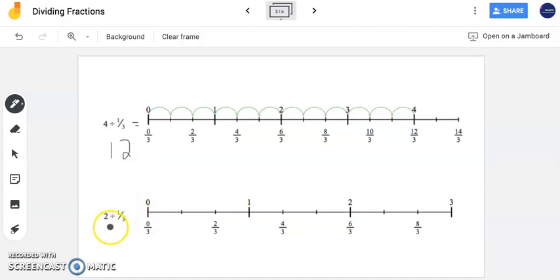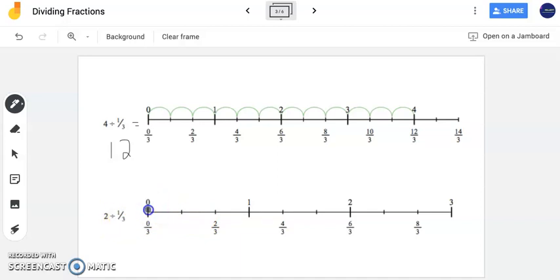Now for this one, we have 2 divided by 1/3. And again, we only went up to 2 here. In fact, it even goes to 3, but I'm not going to go all the way up to 3 because I'm starting with just 2 wholes. And my goal is to divide those 2 wholes by 1/3. Now notice again, between each of the whole numbers is broken into 3 equal pieces. So from here, I have 2 divided by 1/3.